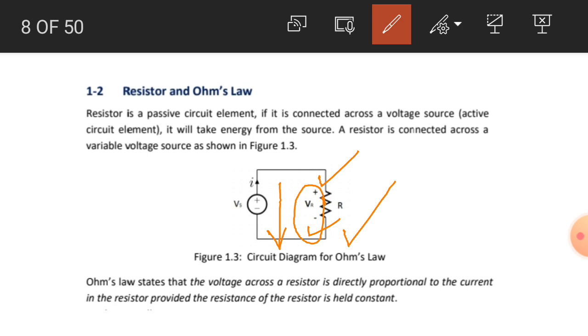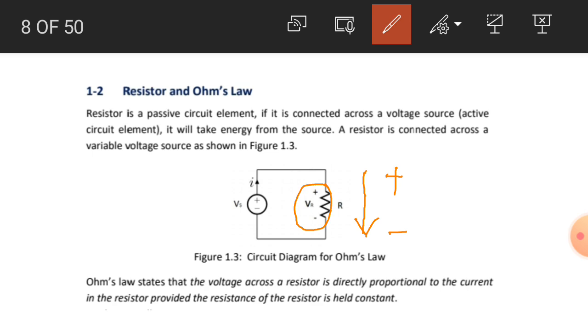So whenever there is a current in a passive circuit element, the current results in a voltage drop across the passive circuit element, which is VR, because the current in this resistor flows from the plus polarity of this voltage towards the minus polarity. So this voltage is known as voltage drop.